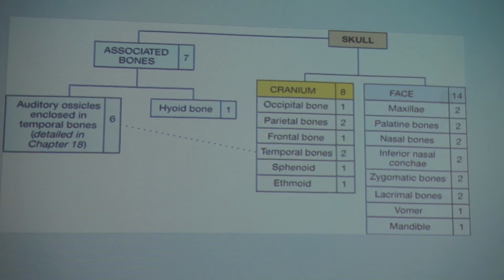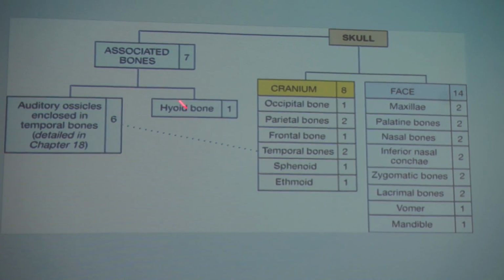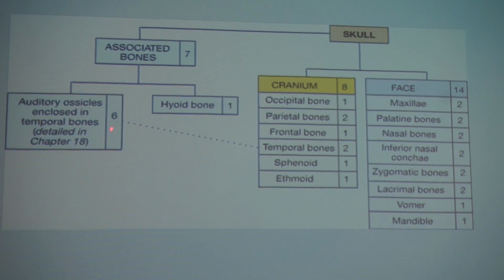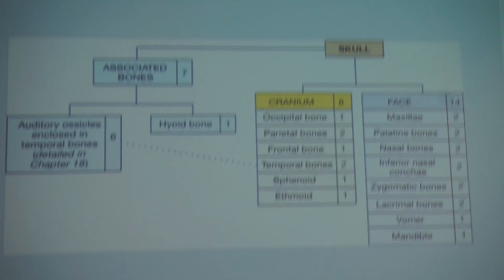If I say how many cranial bones? 8. Facial bones, 14. Now these are the associated ones: you have the 6 auditory ossicles and the 1 hyoid bone. So we're going to start with the skull first.